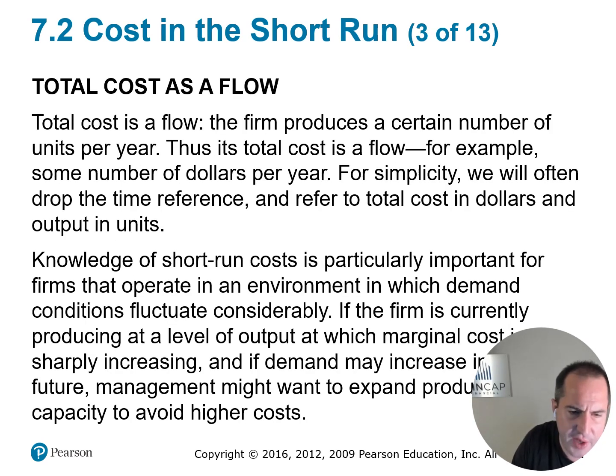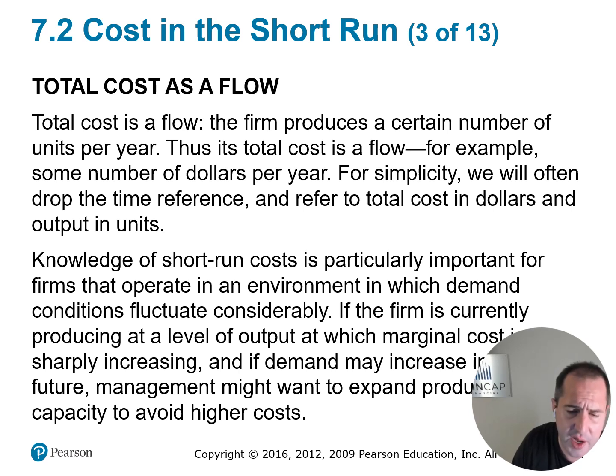Total cost is a flow. The firm produces a certain number of units per year, thus its total cost is a flow. For example, some number of dollars per year. For simplicity, we will often drop the time reference and refer to total cost in dollars and output in units.